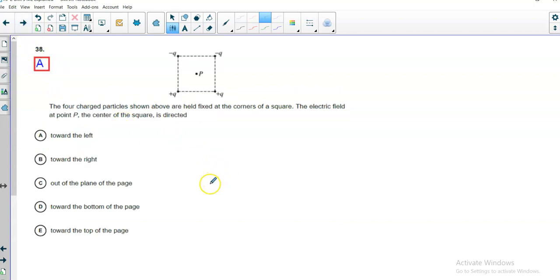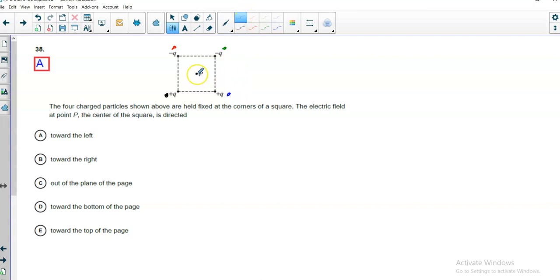38. The four charged particles shown above are held at fixed corners of a square. The electric field at point P is directed... Okay, so let's do this. So we're going to label these things different colors. Red, green, blue, black. Alright. So let's just do the field one at a time.